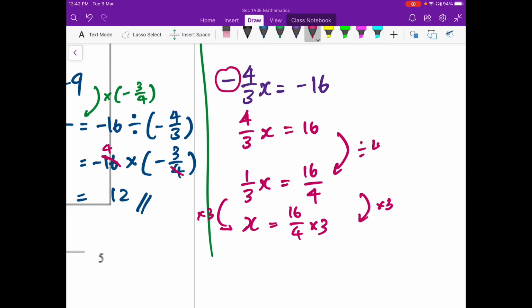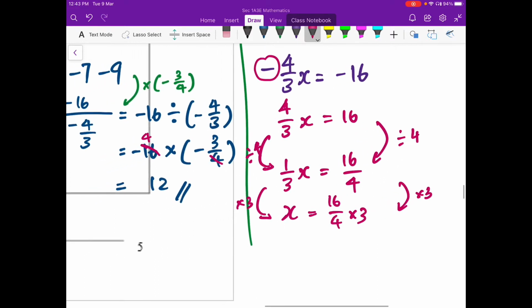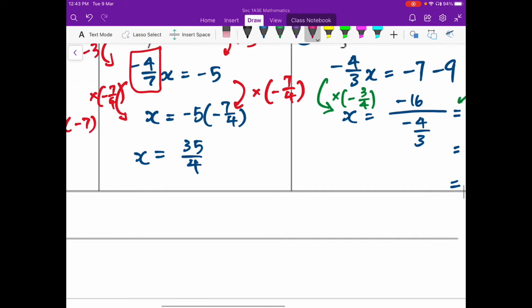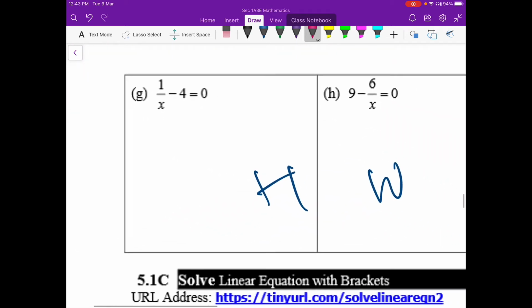Here we divide by 4. Okay, so there are many ways of doing it, which will still result in the same answer of positive 12. Okay, so I'll move on to the next one, which is still your homework.